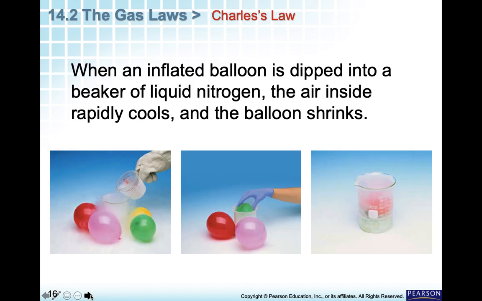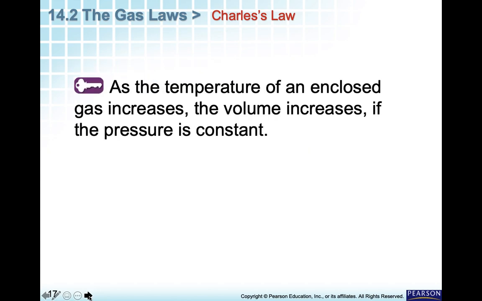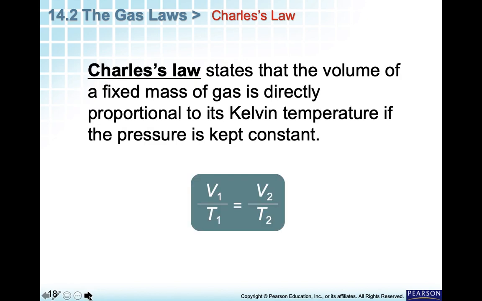So if we take a balloon and we put it in a freezer or put it in ice water, it's going to get smaller. So as we decrease the temperature, we decrease the volume. And so as the temperature of an enclosed gas increases, the volume also increases. So they are directly proportional. And that's only if you keep the pressure constant.